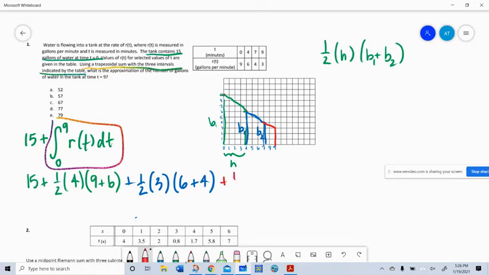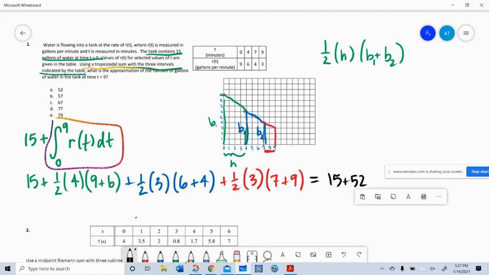And then last, I've got my red trapezoid. His height is going to be this distance here, which is just 3. The height does not have to be the same every time. And then B1 for this one would be 7, and B2 would be 9. And so adding all of that together, I'm going to get 52 for my integral, which I'm going to add to my 15. And that's going to give me an answer of 67. Which is C.